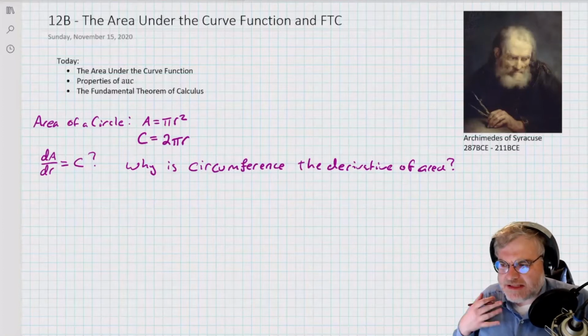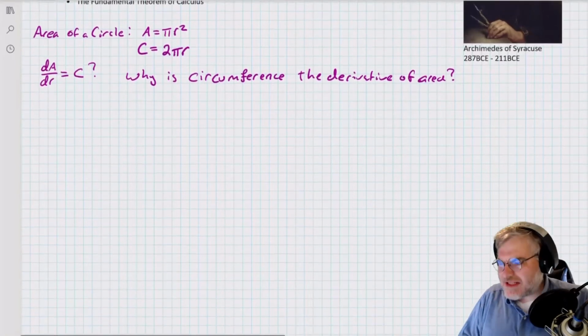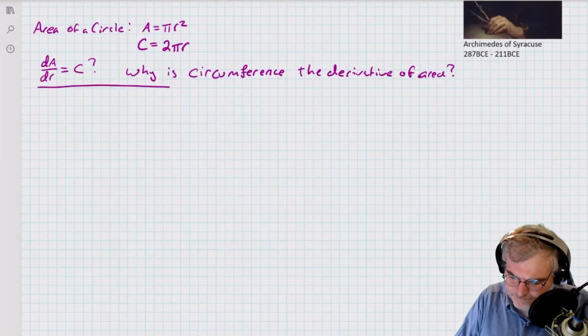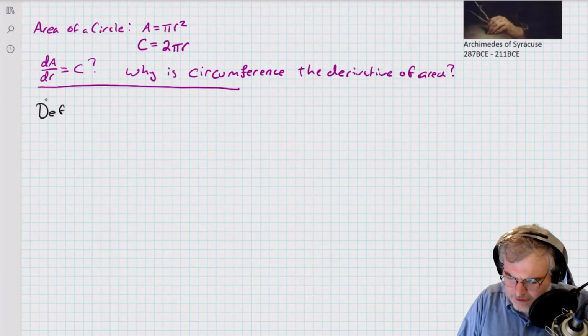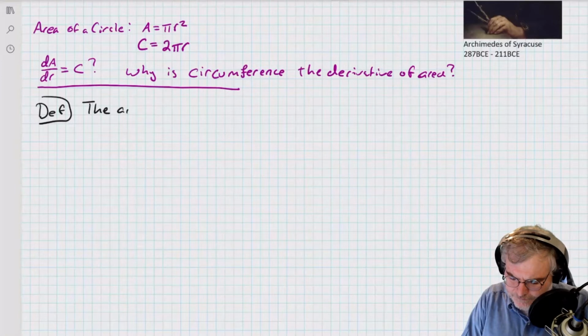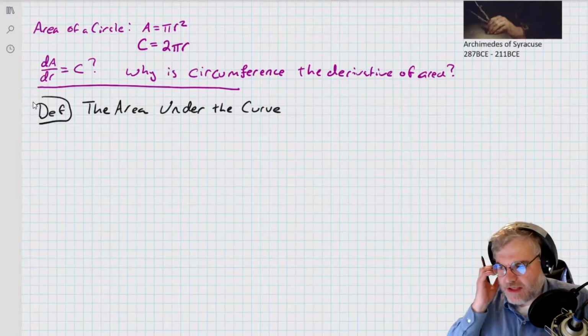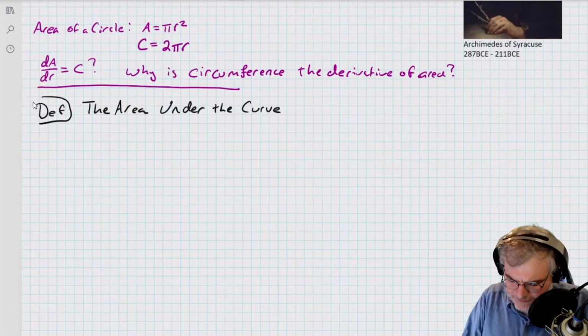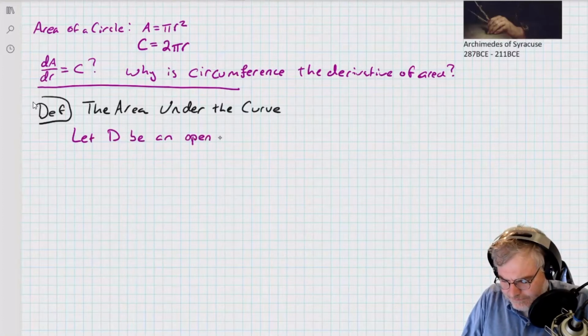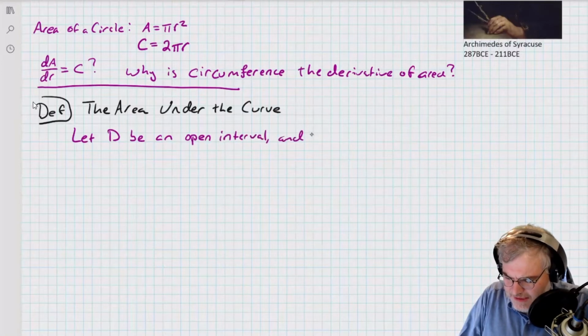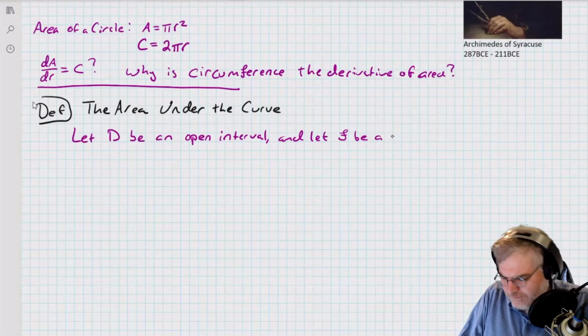So the function we want to talk about is this thing called area under the curve. Let's define it informally, the area under the curve function. What I want to do is have some function continuous on an interval. So we're going to let D be an interval, an open interval for the moment, it doesn't really matter, and let F be a continuous function.